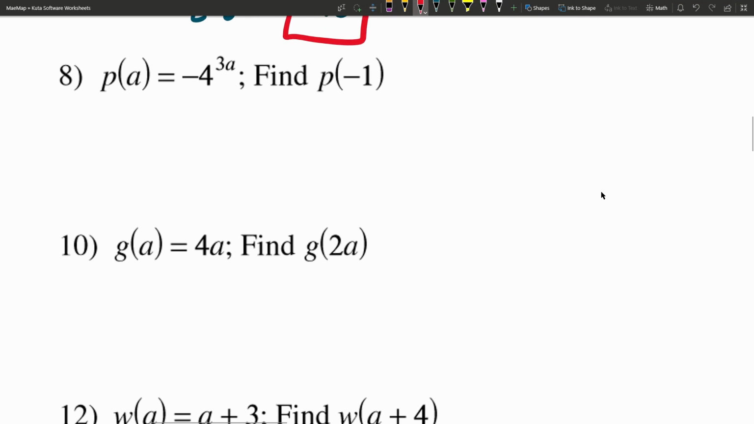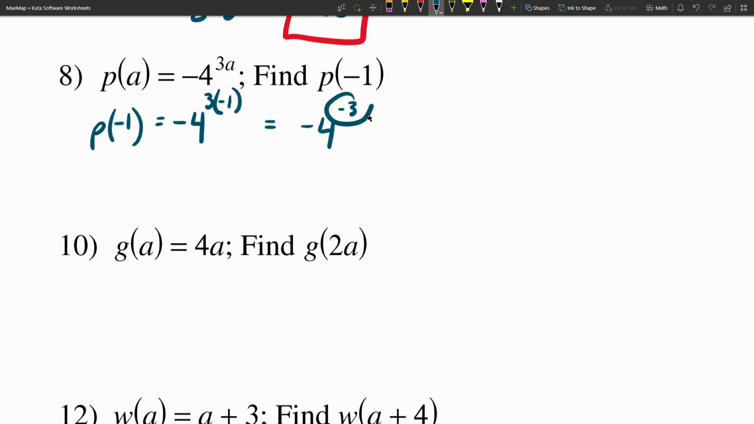In number 8, p of a equals negative 4 to the 3a. We're plugging in negative 1 for a. We're going to find p of negative 1. That's going to be equal to negative 4 to the 3 times, well, plugging in negative 1 for a, that's 3 times negative 1. Negative 4 to the 3 times negative 1 is negative 4 to the negative 3.